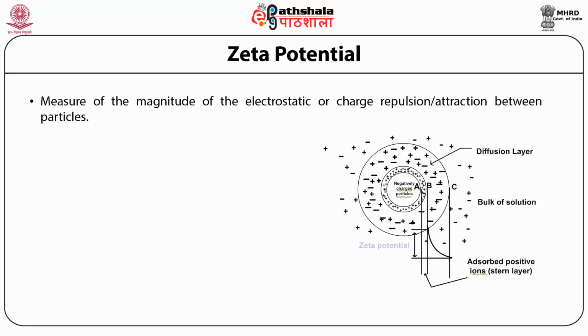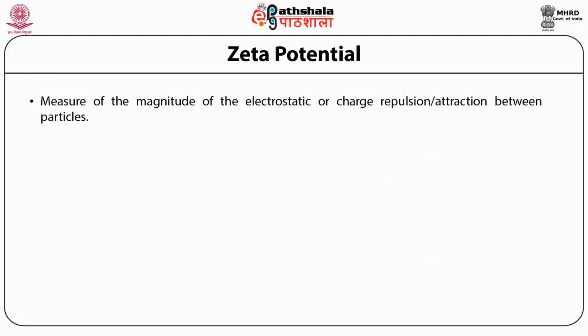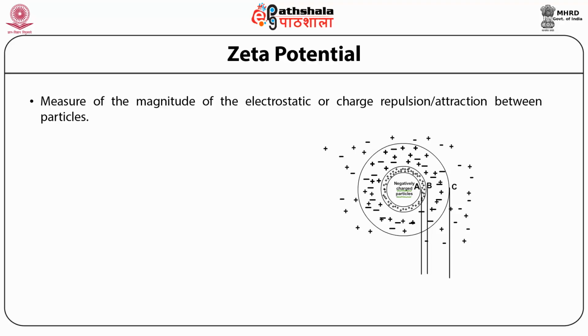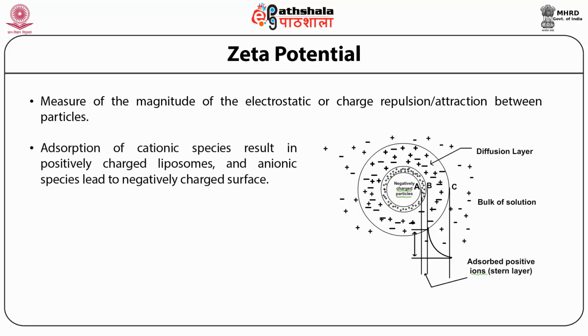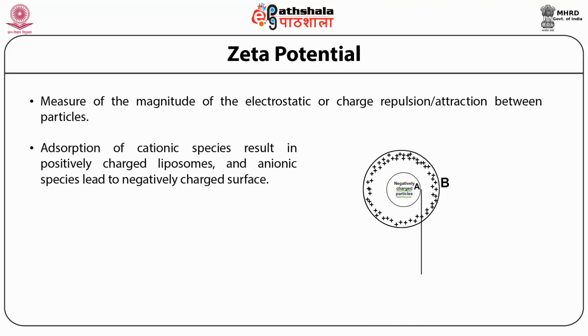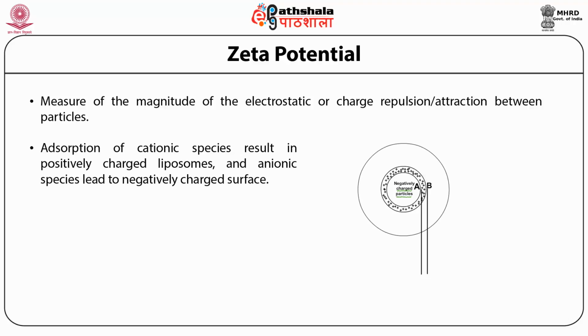Dissociation of acidic groups imparts a negative charge to the liposome, whereas a basic group dissociates to give a positive charge to the surface of liposomes. Charged species may also get adsorbed onto the surface of liposomes. Adsorption of cationic species results in positively charged liposomes, and anionic species lead to a negatively charged surface.